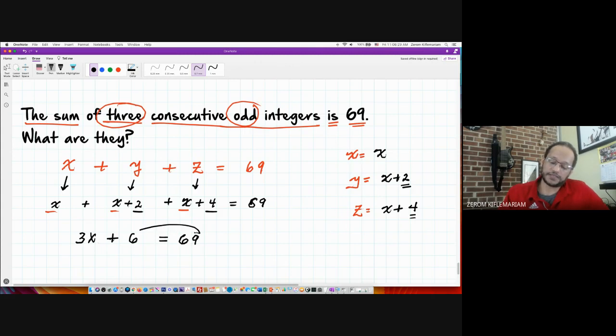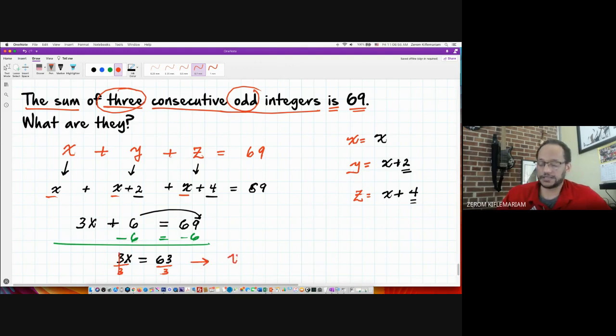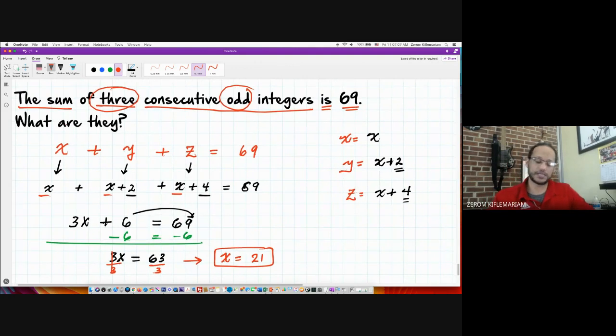And then if I take the 6 to the other side, which means take away 6, equally take away 6 from both sides, we should end up with 3x is equal to 63. Make it a little bit faster, divided by 3, divided by 3. If I go to the right, x is equal to 21. So don't get carried away thinking that you're done. We are not done, because the question is not saying what is the smallest number. It says what are they.